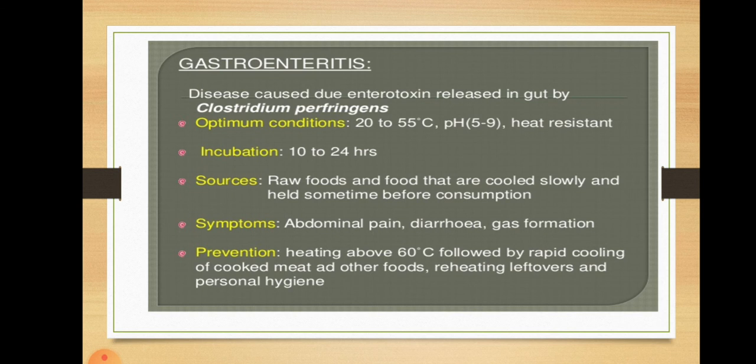The second type of bacterial infection is gastroenteritis caused by Clostridium perfringens. The optimum conditions for growth of this bacterium are 20 to 55 degrees centigrade at a pH of 5 to 9. It is highly heat resistant. Incubation period is 10 to 24 hours. The sources of this bacteria are raw foods and foods that are cooled slowly and held some time before consumption. Symptoms are abdominal pain, diarrhea, gas formation. Prevention is heating above 60 degrees centigrade followed by rapid cooling of cooked meat and other foods, reheating leftovers and personal hygiene.